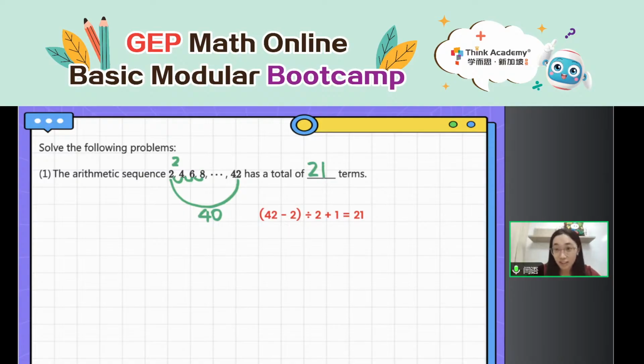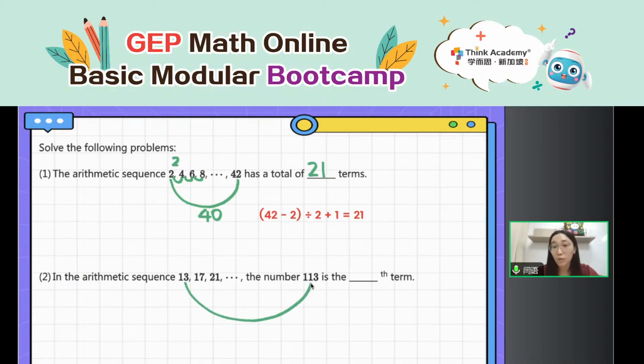42 minus 2. The first term is 2. Then the next one, again, the number is getting bigger. In the arithmetic sequence 13, 17, 21, until 113, try to figure out which term will be the number 113. Here you can just regard 113 as the last term, and again, try to figure out what is the total distance and how many small jumps there are. Then based on the small jumps, you can figure out the number of terms. Okay, have a try.